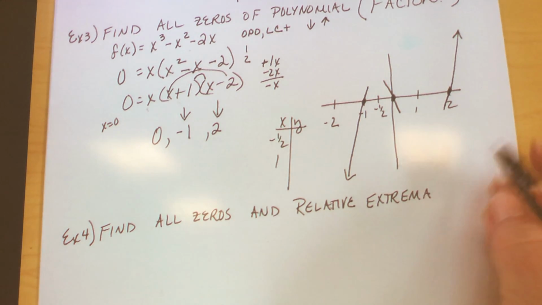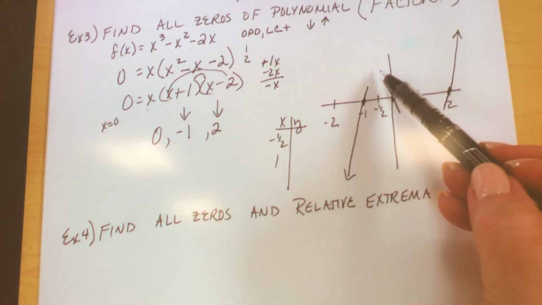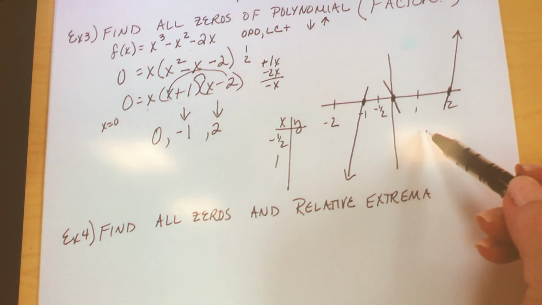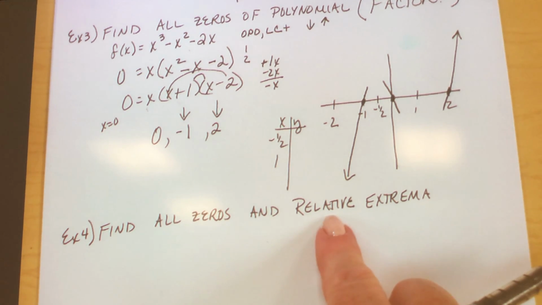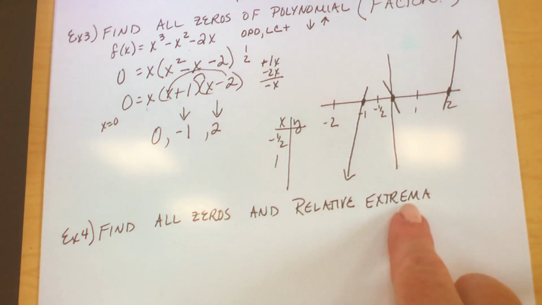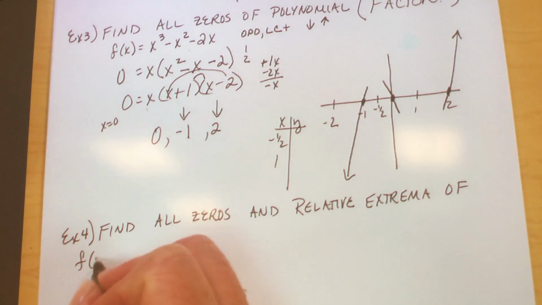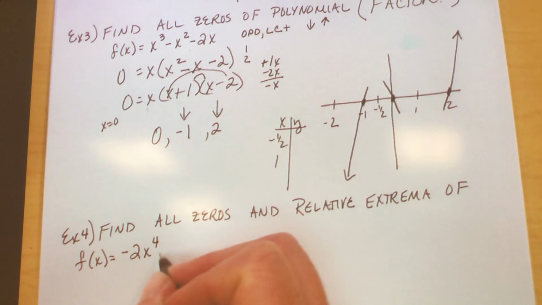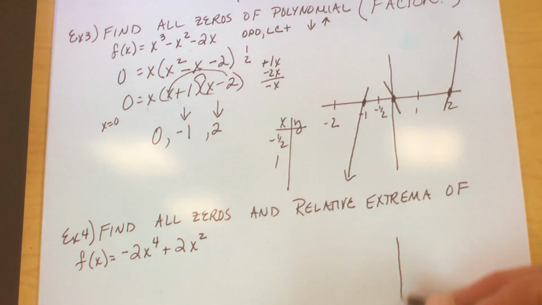What's he talking about? Mins and maxes. He's talking about relative, like, would this be a relative max right here somewhere? Would this be a relative min here somewhere? Now, if he's asking me to find those, what am I gonna have to use? A calculator, okay? But I'm only gonna use my calculator for this right here, all right? I'm not gonna use it for anything else. Here's my polynomial. F of x is equal to negative 2x to the fourth plus 2x squared. Okay? I know I'm gonna graph it, so I'm just gonna go ahead and draw me a graph.